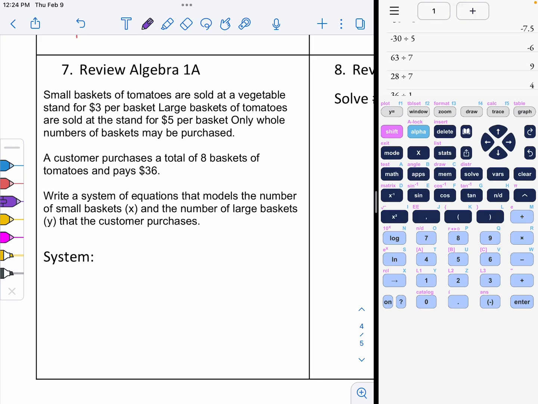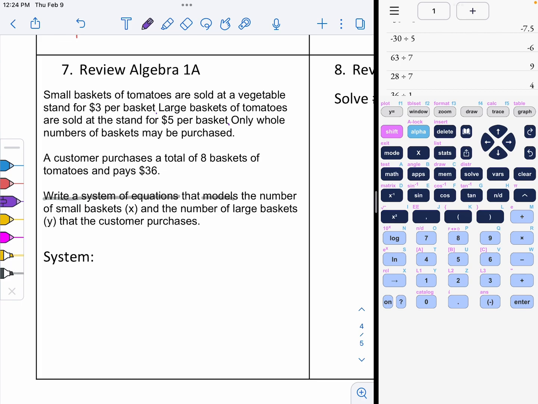A small basket of tomatoes is sold at a vegetable stand for $3 per basket. Large baskets of tomatoes are sold at the stand for $5 per basket. Only whole numbers of baskets may be purchased. Like you can't be like, oh, can I have a third of that basket? A customer purchases a total of 8 baskets and pays a total of $36. Write a system of equations. Oh my gosh, that sounds intimidating. That models the number of small baskets x and large baskets y.